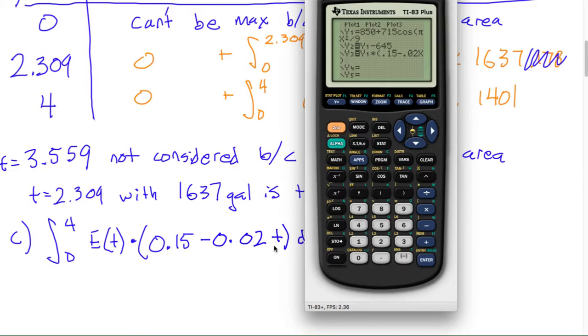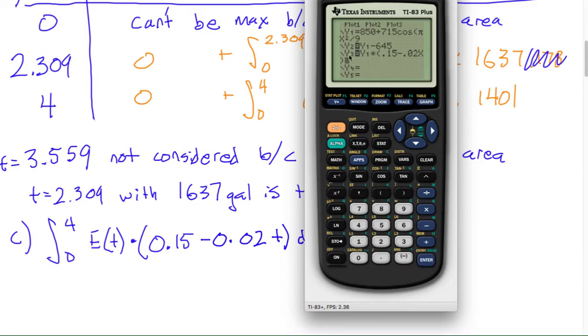Mm-hmm. I'm getting a blank stare from Michelle. That's why I'm waiting. I'm sorry, what? Are you okay with understanding why y3 is equal to this function?